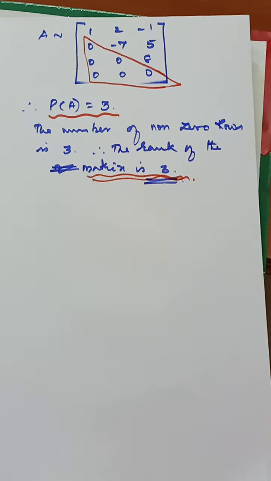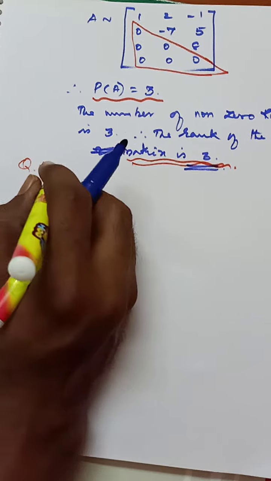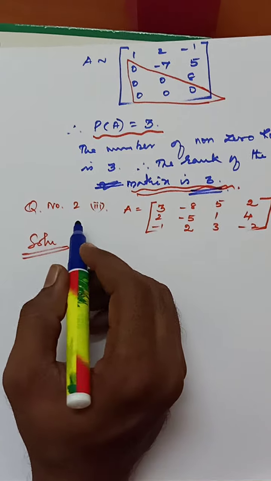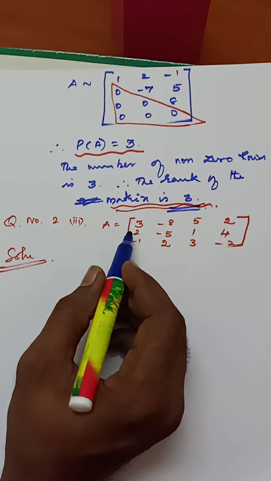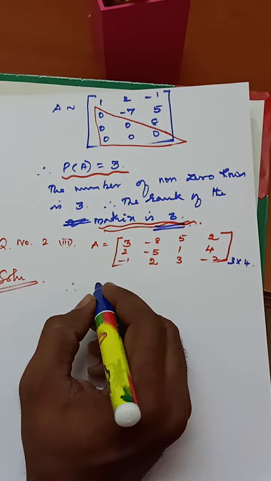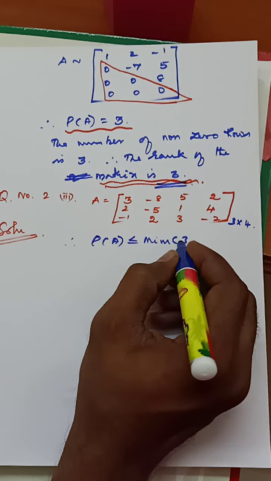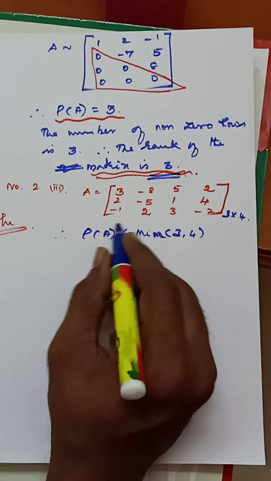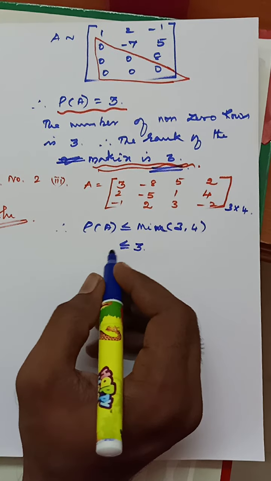Now we come to the third question. Question number 2, the last one, a matrix is given. What is your order? 1, 2, 3 and 1, 2, 3, 4. It is 3 by 4. Therefore, your rank of A is less than or equal to the minimum of 3, 4. What is the minimum of 3, 4? It is 3. This is all for your reference. If you write like this, you can easily identify the answer.